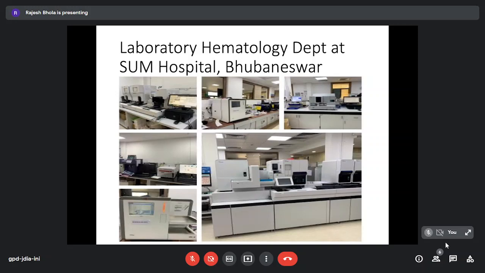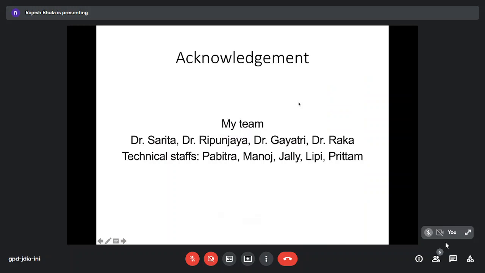We have a state of the art lab with all the facilities including ROTEM and TEG. You can see the ROTEM in the background here. I will acknowledge my team, who are constantly supporting me in carrying out all the laboratory activities and helped me in preparing this presentation.